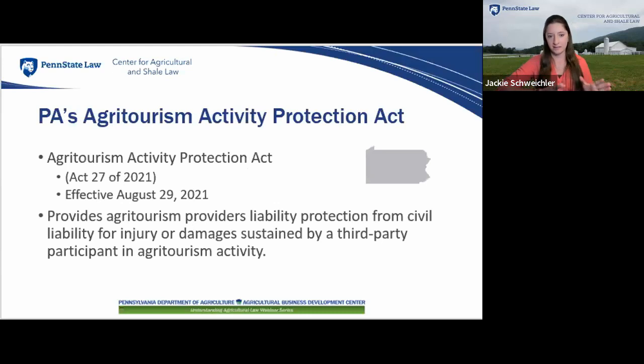So the act itself, on June 30th, 2021, HB 101 was signed into law as Pennsylvania's Agritourism Activity Protection Act. I still consider it very new. This new law grants an agritourism activity provider liability protection from civil liability for injury or damages sustained by a third-party participant in an agritourism activity. I will note that this does not apply to all agritourism activities.